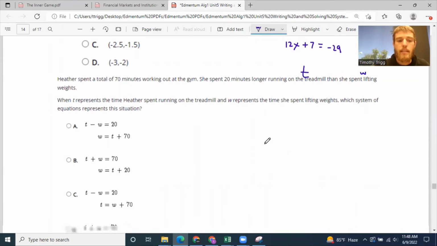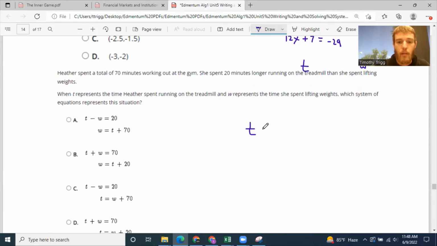Okay, so if we take the time she spent on the treadmill plus the amount of time she spent lifting weights, how many minutes would that be in total? Well, that's 70 minutes, right? So your first equation in this system is t plus w equals 70.